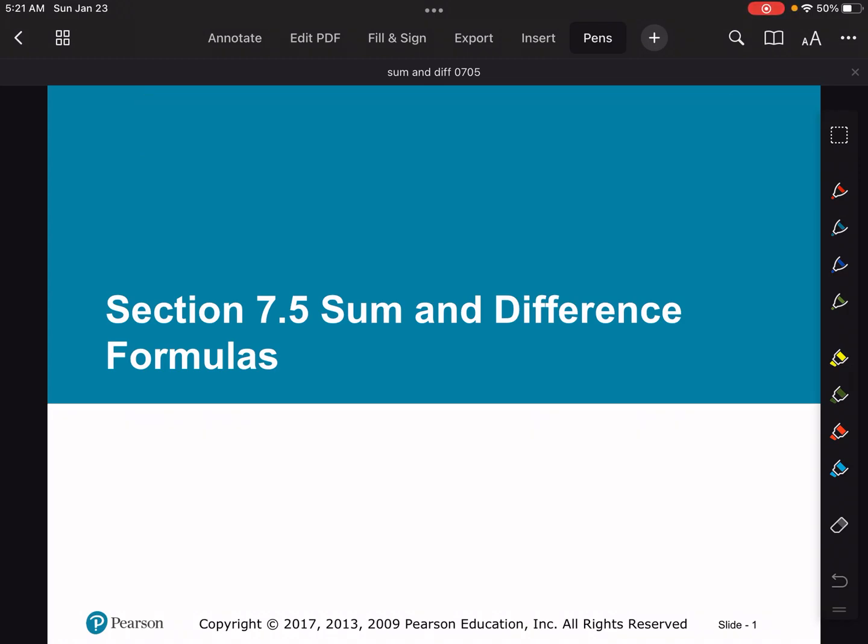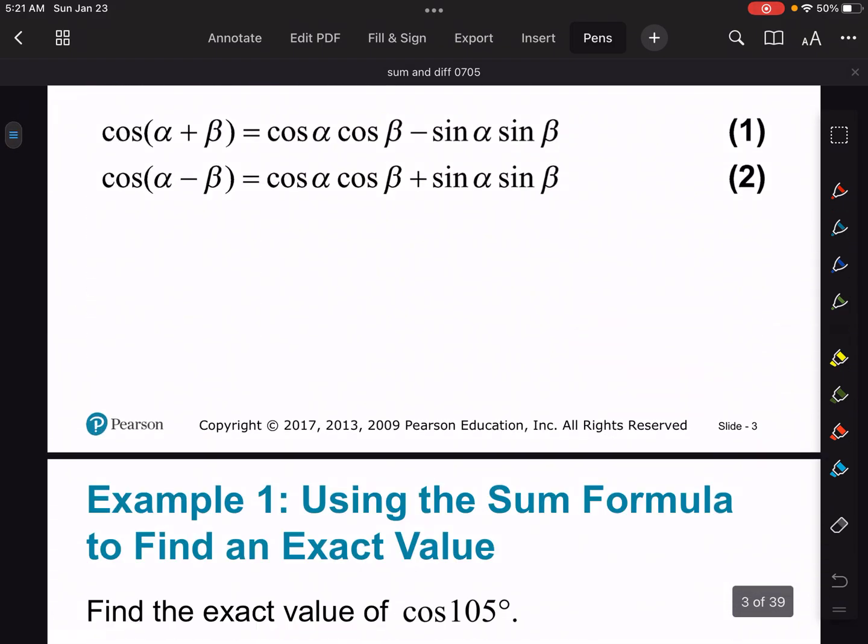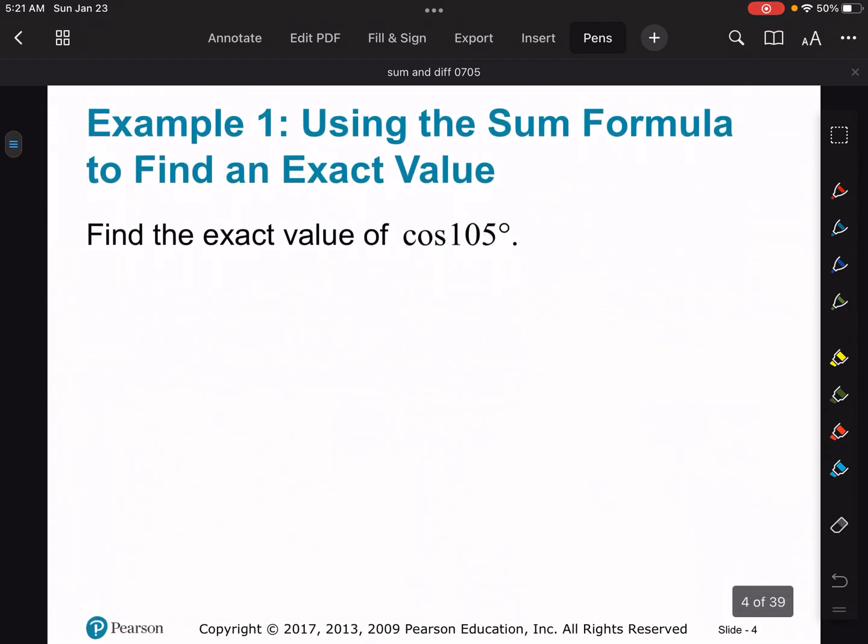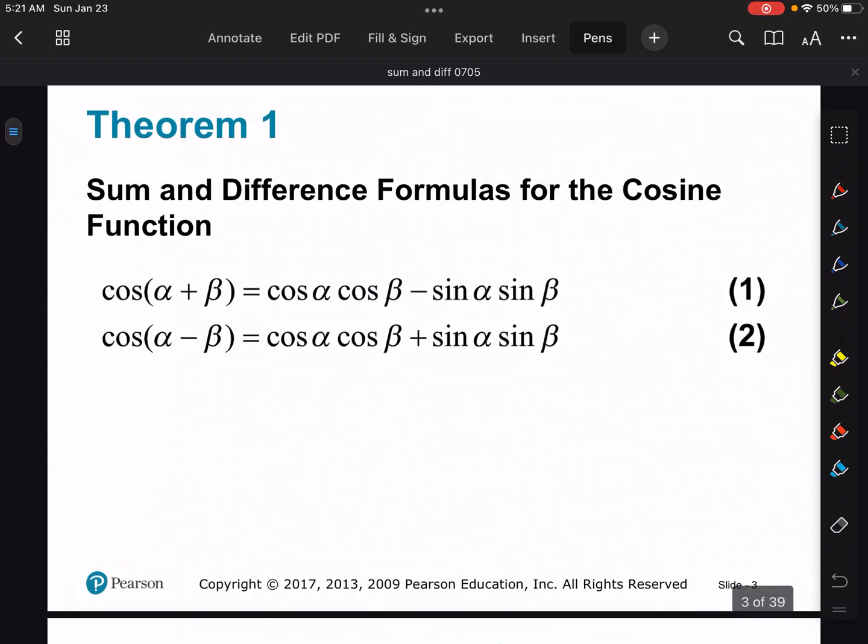Alright, for 7.5 we have the sum and difference formulas for two angles on the unit circle, or just two angles in general. Here we go. We're going to get right into it. The first theorem here is something that you should probably just memorize.